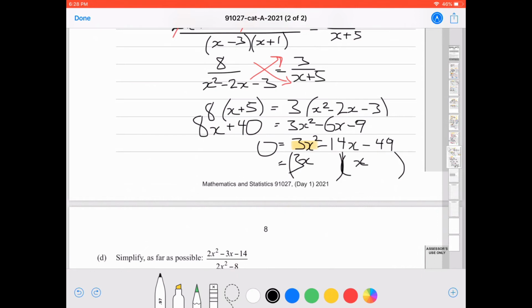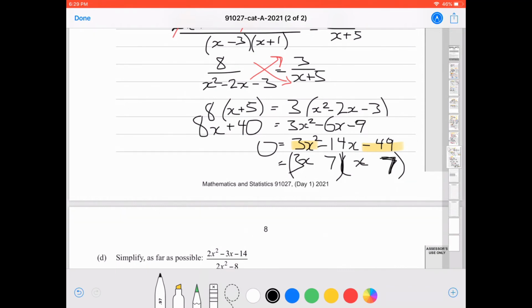And looking at our c term now, factors of 49, 1 and 49, and I believe 7. So 7 times 7 is 49. It's a square number. And so again, with confidence, we can say that 7 is going to make up our two numbers.